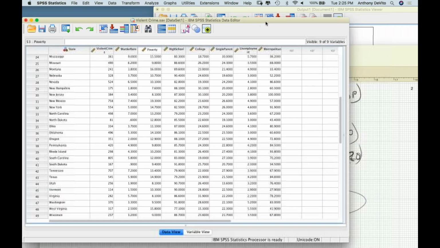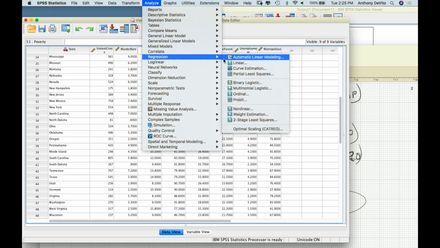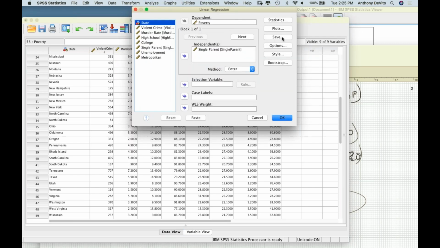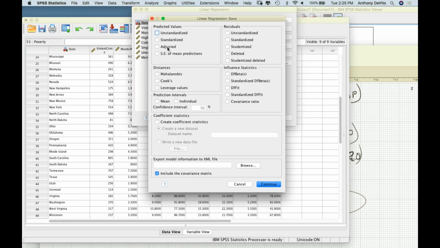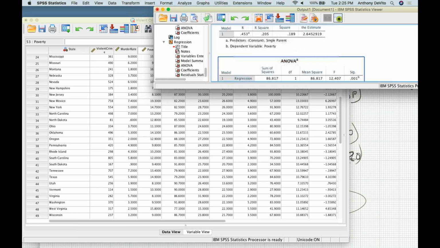I'm going to go up to our data again, say analyze. I'm going to take a break right after I do this because I can see you guys kind of drifting. I'm not immune to that. I'm going to go to regression, back to linear, except this time I'm going to click on this button that says save. I'm going to ask it to give me the predicted values, unstandardized and standardized, and residuals, unstandardized and standardized. I'm going to click continue, say okay again, and look at my output table.